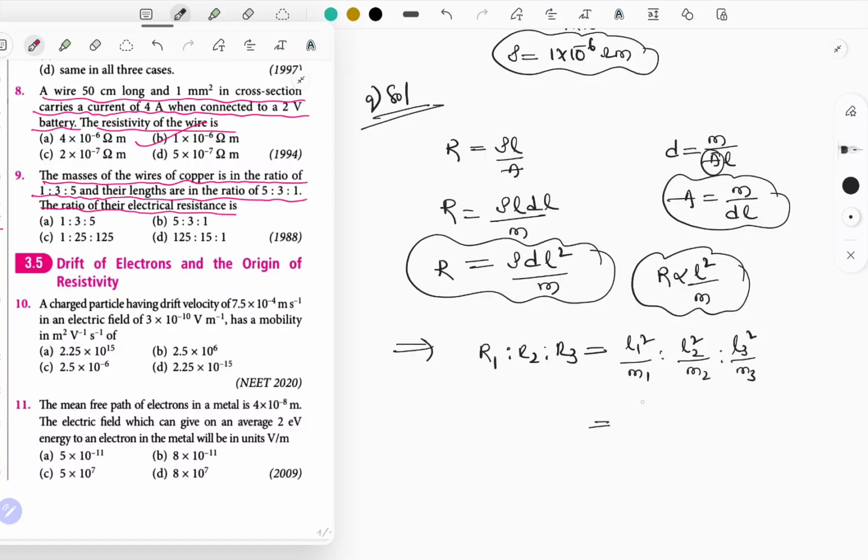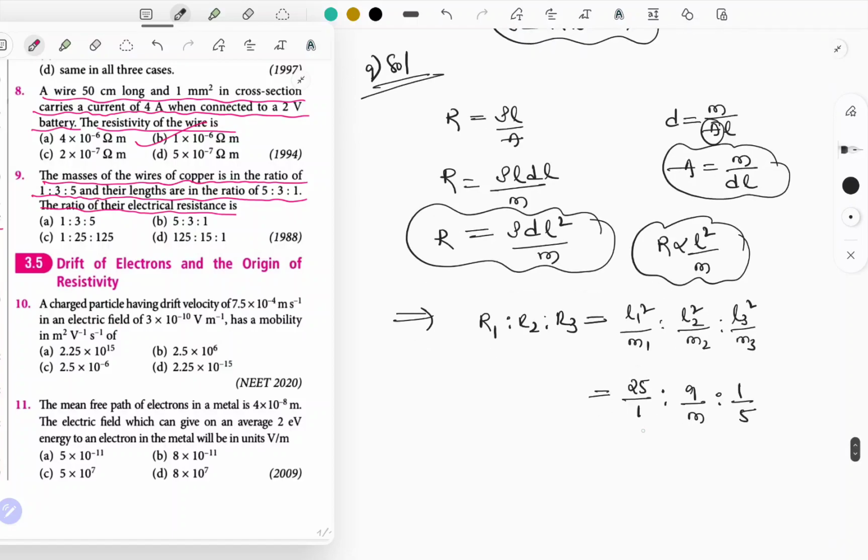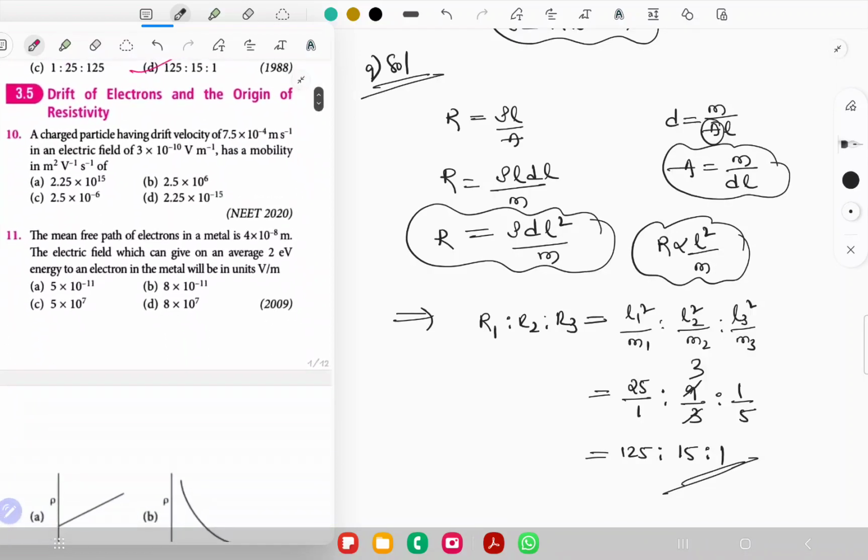So it's going to be L1 square by M1, which is 25 divided by 1, 9 divided by 9, divided by m, and next 1 by 5. This m is 3. So finally the ratio is going to be, this is 3, so you are going to get 125 is to 15 is to 1. So this is the ratio. Which option matches? Option D is the correct answer.